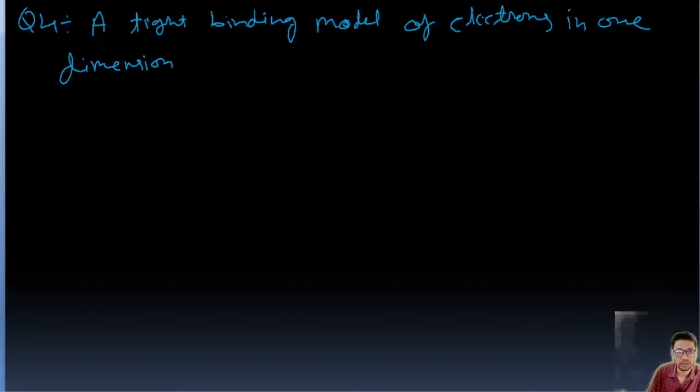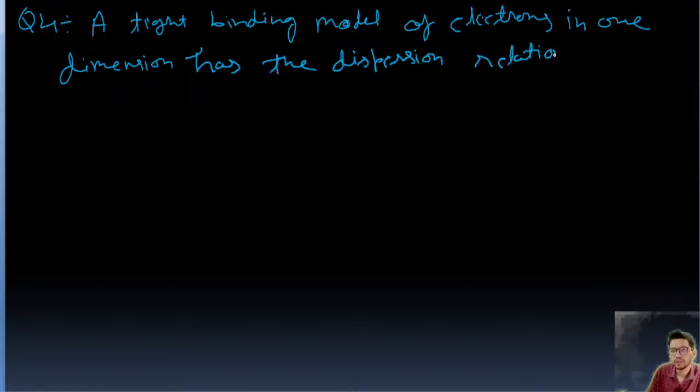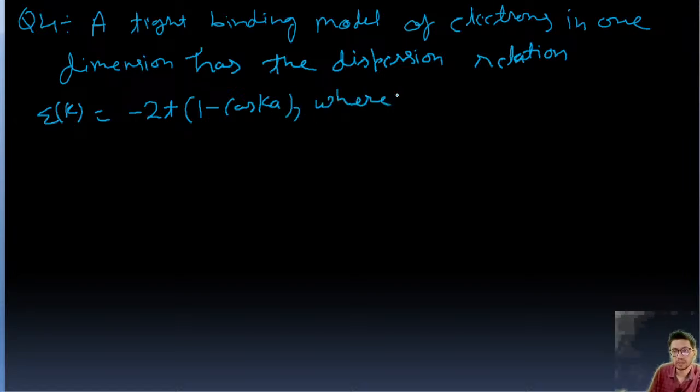has the dispersion relation epsilon(k), which is a function of k, equal to minus 2t times (1 minus cos ka), where t is greater than 0.